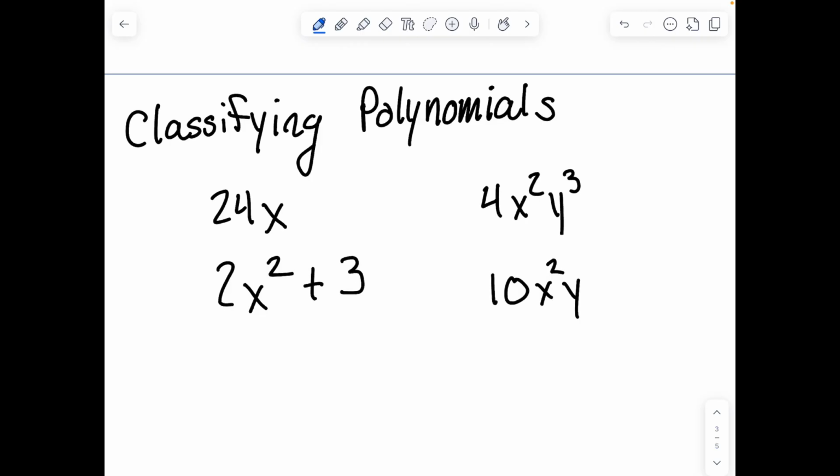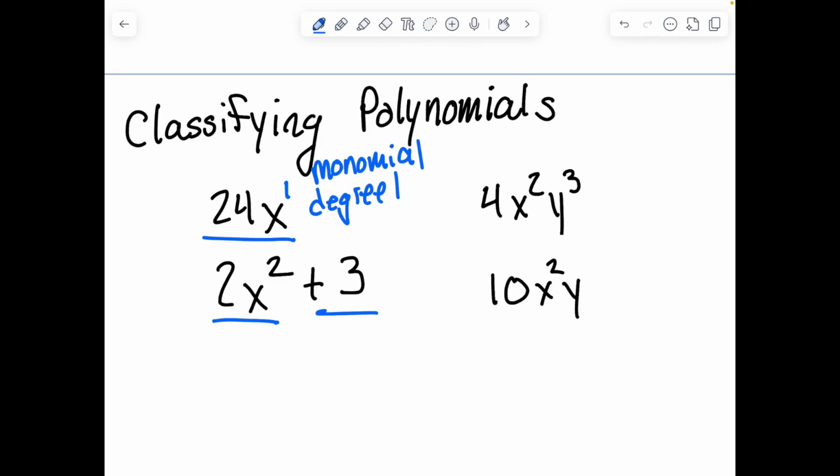Now, in terms of classifying them, we first identify the term, but then we also need to figure out the degree. So the degree of something is the sum of the exponents. In this first one, there's technically an exponent of 1, so it has a degree of 1. And there is one full term, so it would be a monomial. This second one here, there are two different terms. So this is a binomial because it is made up of those two terms. Looking at my exponents, I just have 2, so it's a degree of 2.